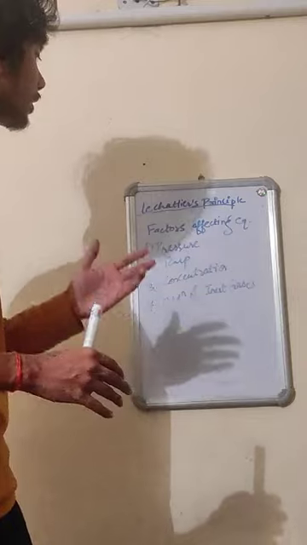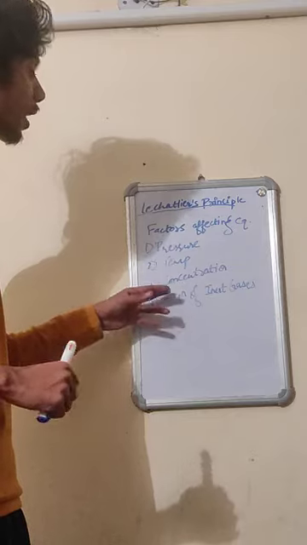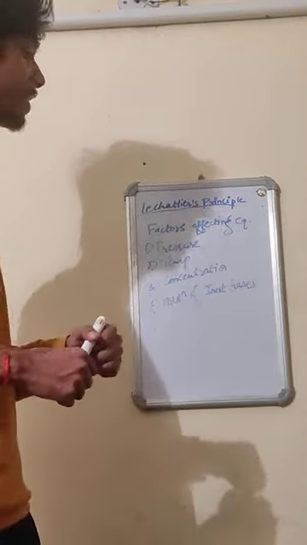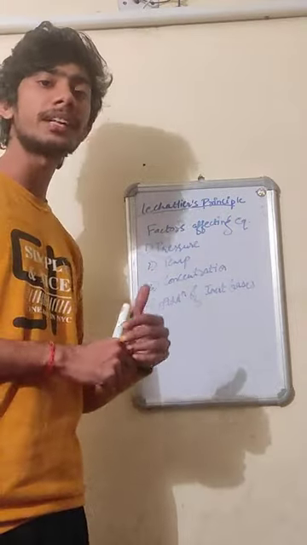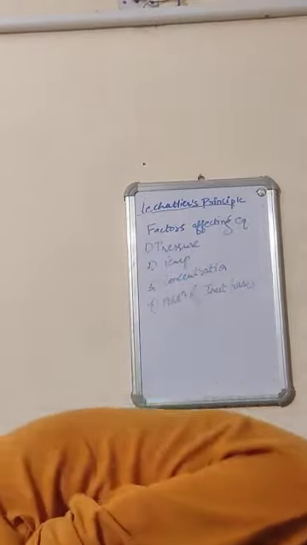So here are some factors which affect the equilibrium. The first one is pressure, the second one is temperature, the third one is concentration, or we can say number of moles, and the fourth one is addition of inert gases. So these are the factors affecting it. Let's discuss them in brief.